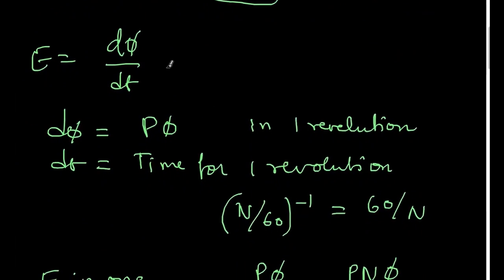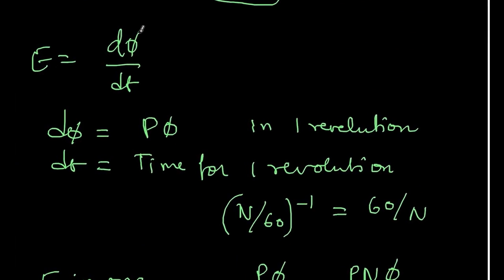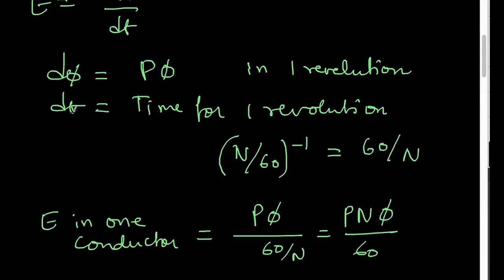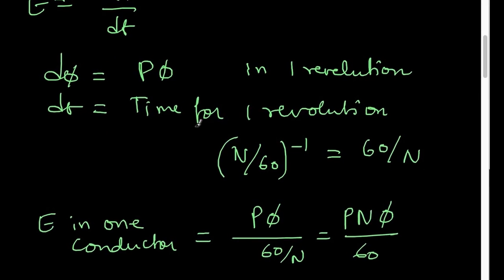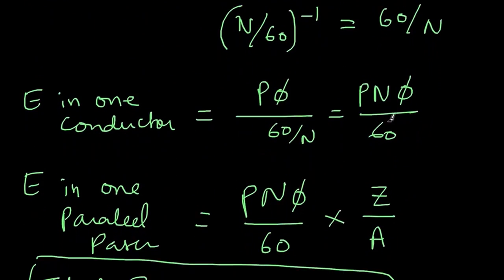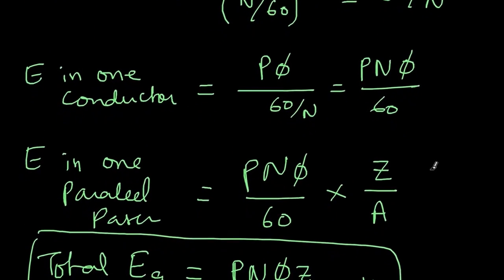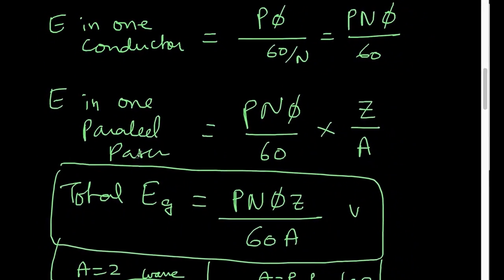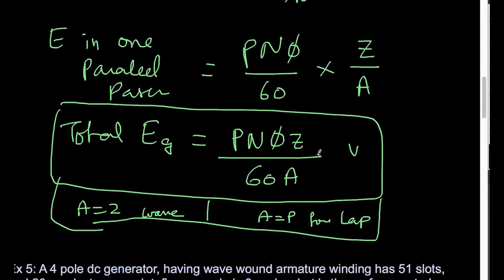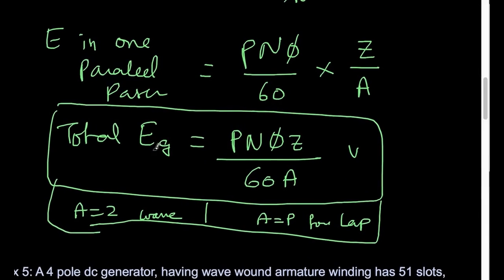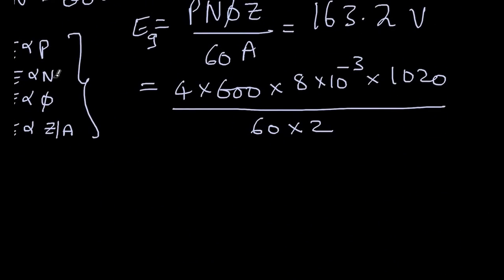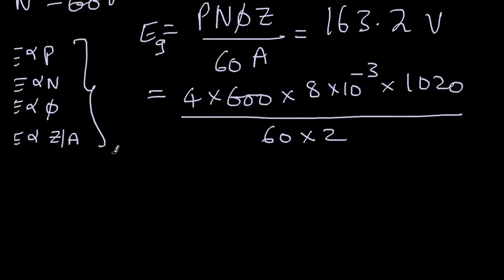And a bit of derivation, EMF induced is nothing but d phi by dt, and the rate of change of flux will be P into phi, and time will be 60 by N, revolutions per second. And just simply we substitute in this, I'll get the EMF induced in one conductor, then the EMF induced in one parallel path I can get from this, and this is the total EMF equation. And it is also not very difficult to remember, because EMF generated is, as I have written here, proportional to P, proportional to N, proportional to flux, and proportional to Z by A.